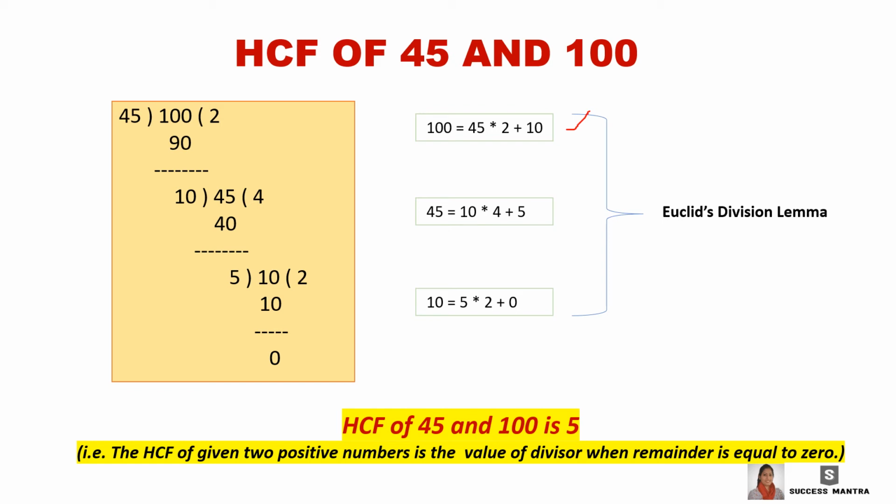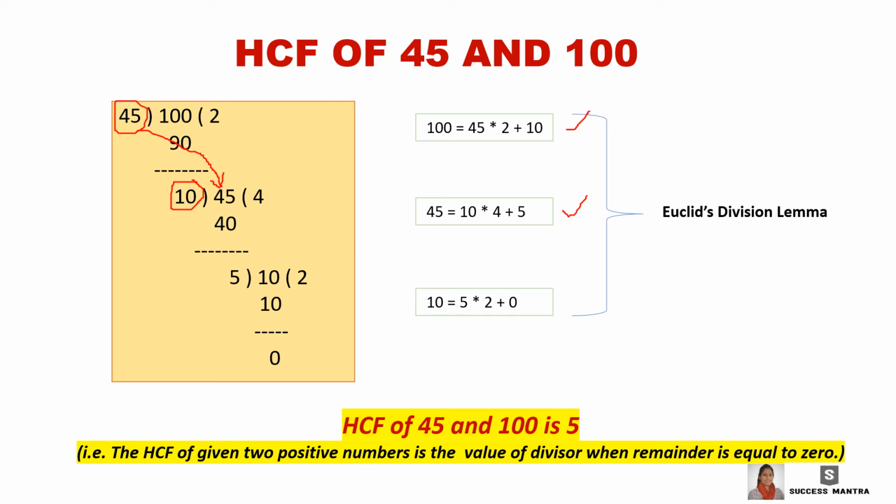But in this division, the divisor of the previous division will become the dividend, and the remainder of the previous division will become the divisor. So in this case, 45 was the previous divisor, so now it becomes the dividend, and 10, the remainder in the previous division, will become the divisor. So we will divide 45 by 10. By doing that, we will get 4 as the quotient and 5 as the remainder. We can write Euclid's division lemma as 45 is equal to 10 into 4 plus 5.